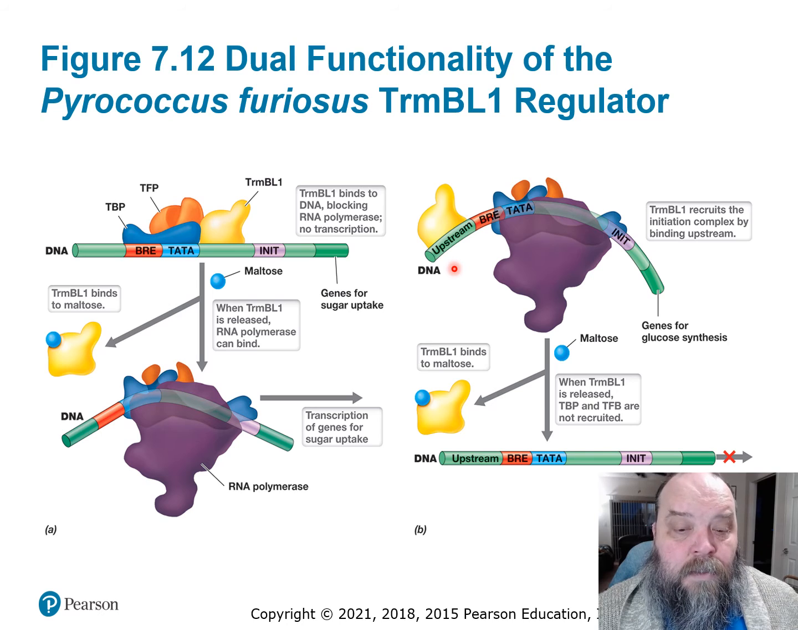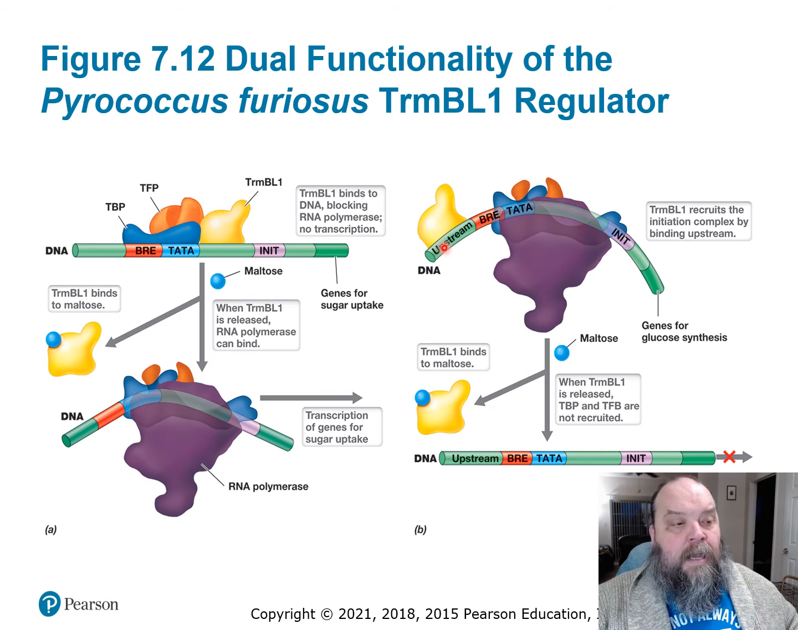Are there other conditions, other genes? Well, guess what? TRMBL1 is binding upstream, and it's recruiting all those other transcription factors and all those other proteins that are now going to allow polymerase to be bound and positioned correctly. You get expression of the genes for glucose synthesis, gluconeogenesis.